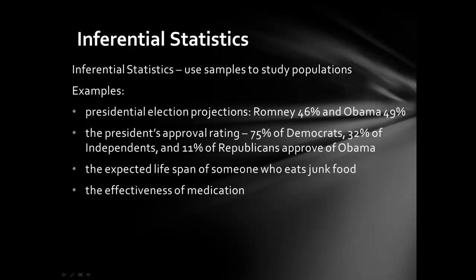So another example would be the effectiveness of medication. Chances are they're not going to be able to test this medication with everybody who has the condition that they're aiming to treat. They'll have to take a sample of people, see how the medication works with them, and then use those findings to go up for FDA approval and then eventually market the drug to everybody that has that condition.